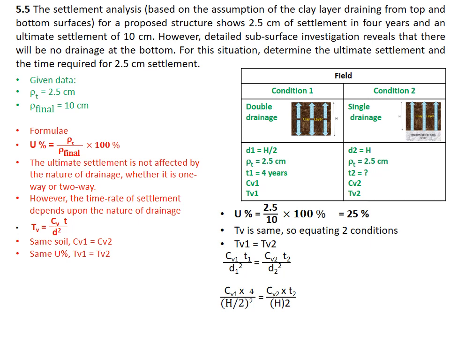So we have T1 equals 4, T2 is unknown, D1 is H by 2 and D2 is H. Now if you see in this problem, the H value was not given, so don't get afraid. Somehow in solving this problem your H value will get cancelled. Now you can see H is there on both the sides, you can cancel it out. CV1 and CV2 are the same, so again you can cancel it out. So the only unknown is T2. If you solve this, you will get the value for T2. It is 16 years.